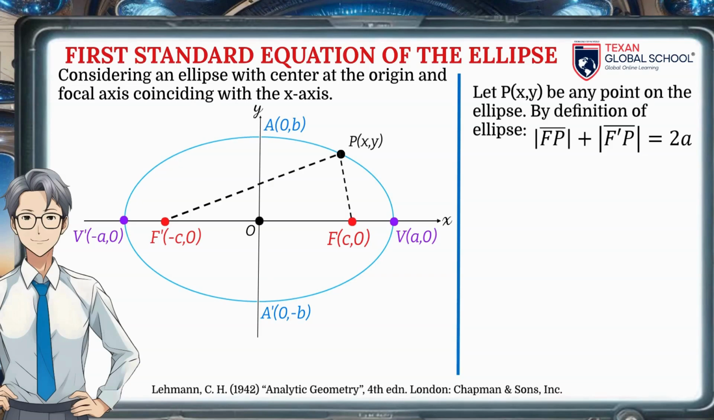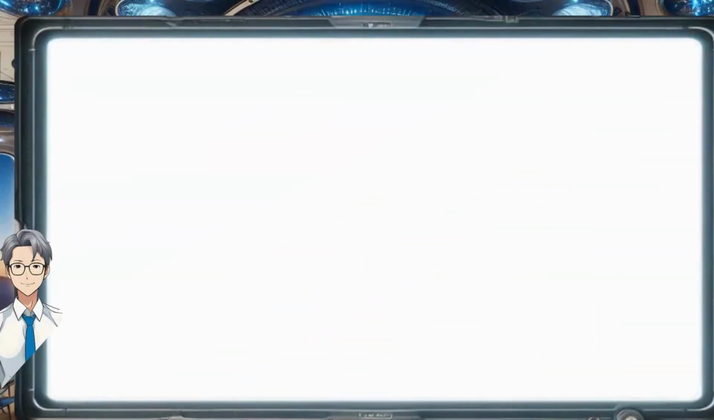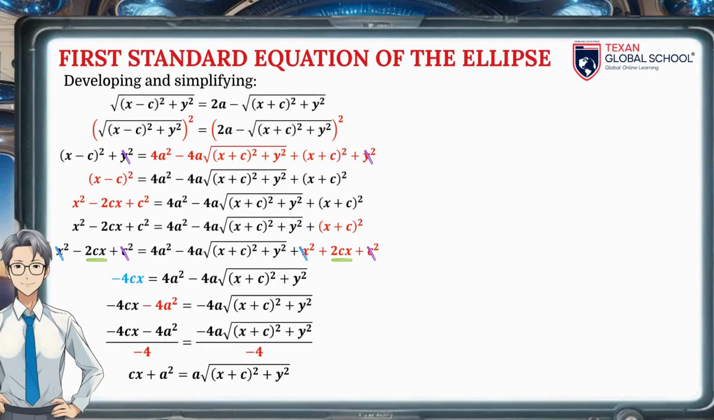By obtaining the distances between the foci and the defined point and substituting them into the equation, we obtain the square root of (x minus c) squared plus y squared plus the square root of (x plus c) squared plus y squared equal to 2a. Moving the second term to the right side, expanding and simplifying, we obtain cx plus a squared equals a times the square root of (x plus c) squared plus y squared.